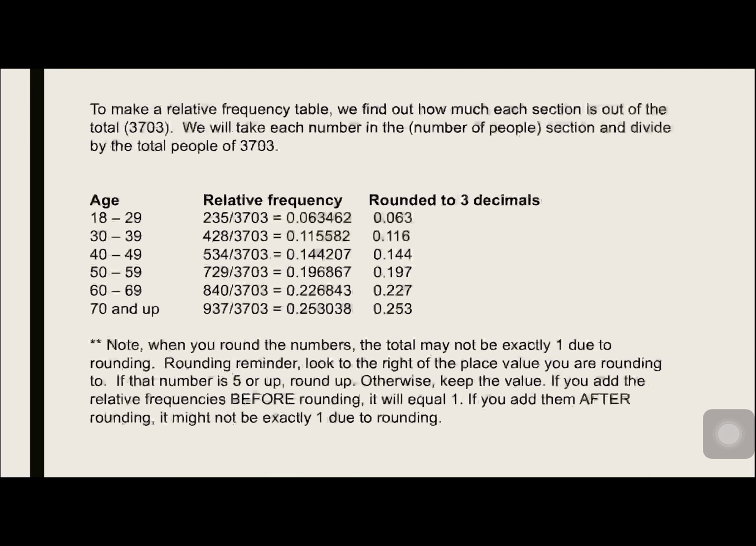To find the relative frequency table, okay, we're going to take the total, 3703 that we found on the last page, and we're going to take the total number and divide by 3703 every time. Okay, now we're going to also round these numbers to 3 decimal places. So in the middle column, I put a bunch of the decimal places, and we're going to round it to 3 decimals.